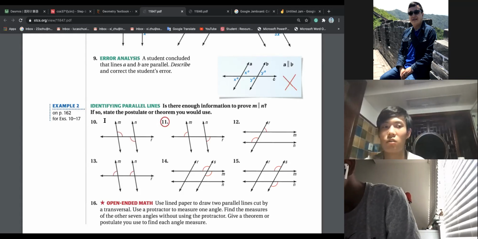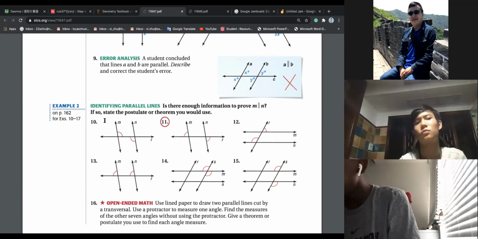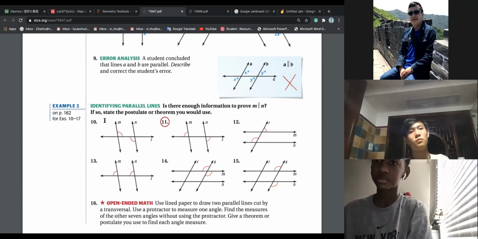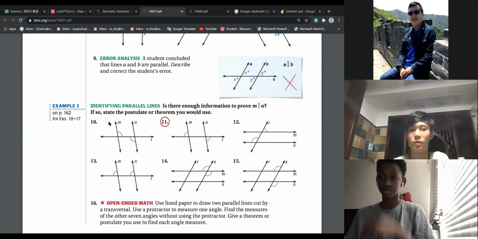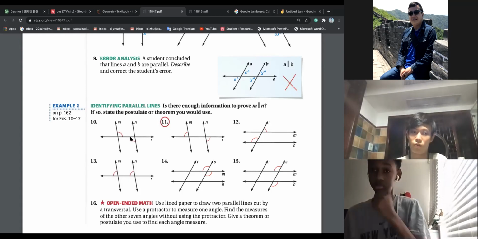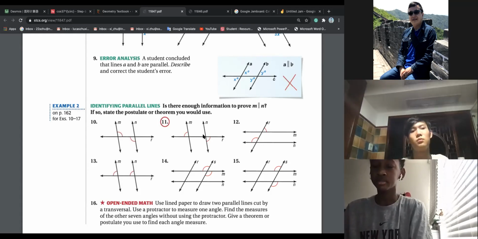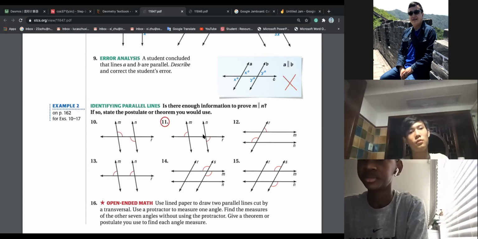Check the postulate and theorems. Alternate interior angle, converse. Yep, converse, remember, converse, because now it's giving us the angles are congruent, but we have to prove the lines to be parallel. How about this one? Alternate exterior, converse.